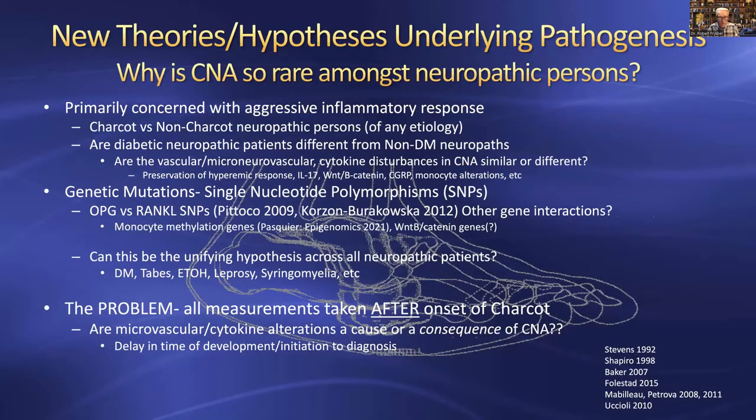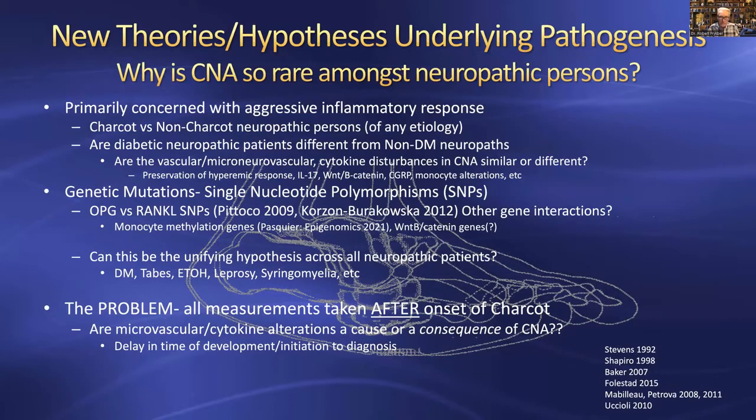So there's a lot of underlying disturbances that have been noted over the last 20 years or so, but mainly in diabetic patients. And so my point is, does this remain the same for even non-diabetic neuropaths with Charcot arthropathy?